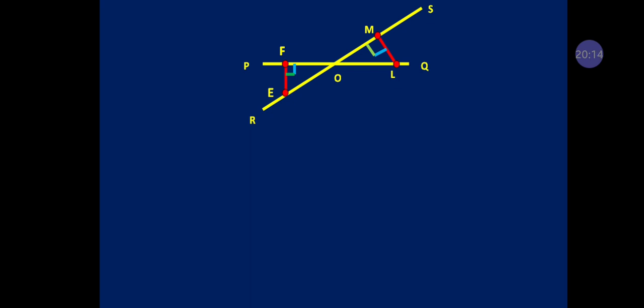Well, this one is tough, so draw your utmost attention here and write it down. Okay, so let us see this in action. You can see that LMO and EFO are 90 degrees from the picture, and EOF and LOM are the same. You tell me why they are the same in quantity. Because they are vertically opposite angles.